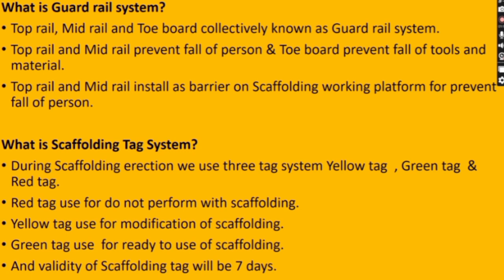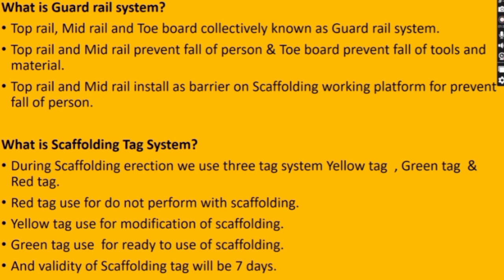What is guardrail system? Top rail, mid rail and toe board collectively known as guardrail system. Top rail and mid rail prevent fall of person and toe board prevent fall of tools and material. Top rail and mid rail are installed as a barrier on a scaffolding working platform to prevent fall of person.